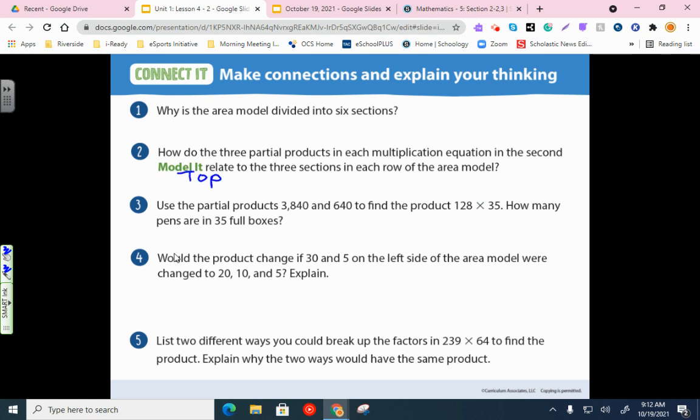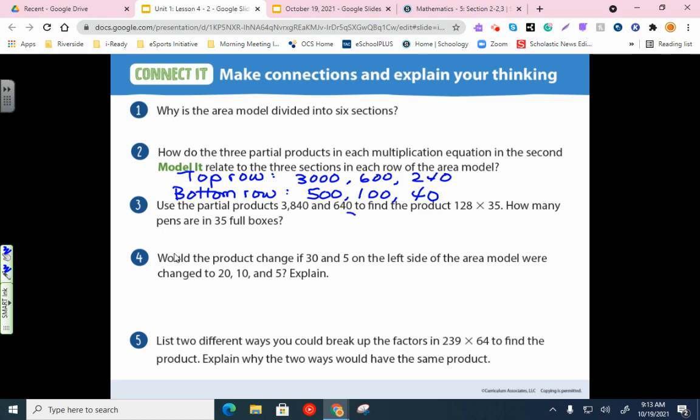The top row is 3,600 and 240. Bottom row is 500, 100, and 40. So those all equal the same. So our first example we did, these 3 partial products were the left-hand side, and these 3 partial products were for the right-hand side. Use the partial products 3,840 and 640 to find the product.